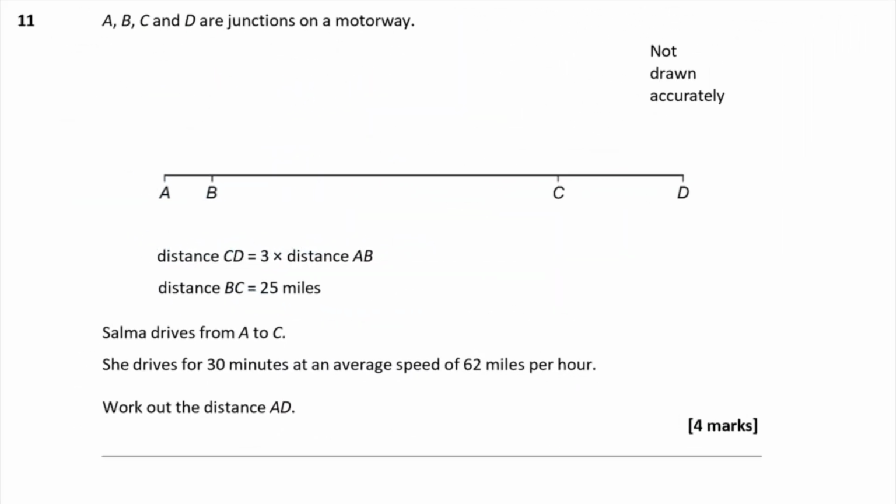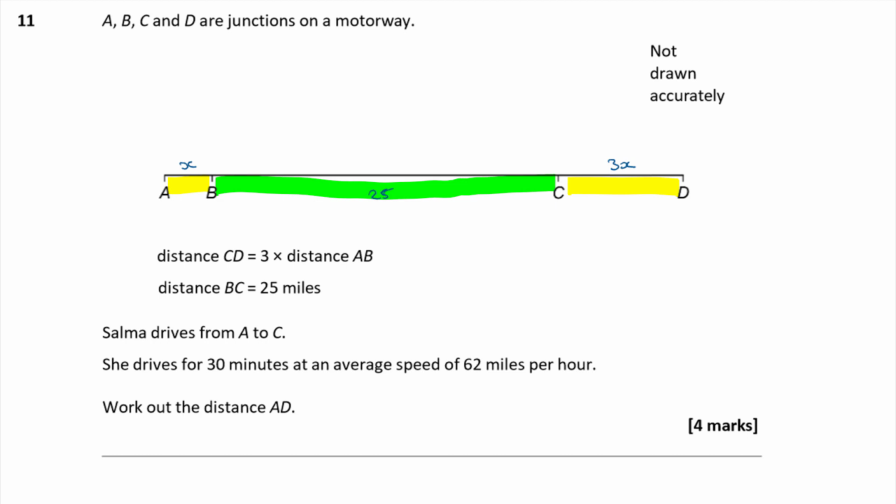Question 11. A, B, C and D are junctions on a motorway. Now the distance CD is equal to 3 times the distance of AB. So this distance up here is going to be 3 times as big as this one. And the distance of BC, the bit in the middle, we're told is 25 miles. So this one here is 25. If we say that this one here is x, then this one is going to be 3 times bigger, so that would be 3x. So I've got x, 25, and 3x.